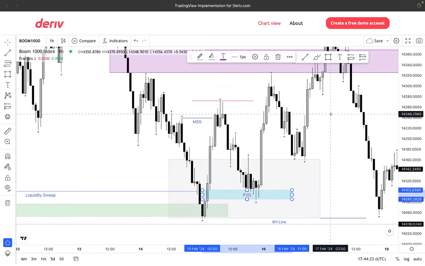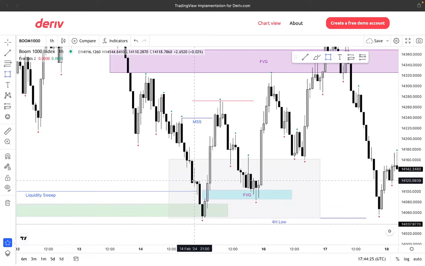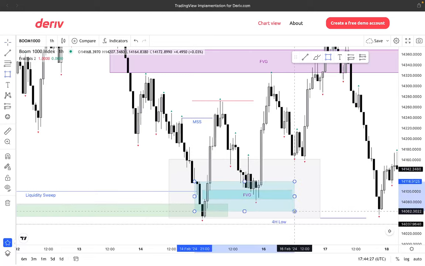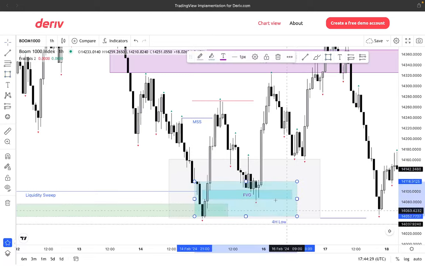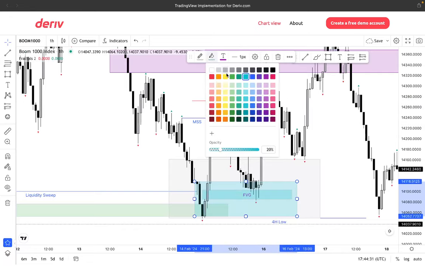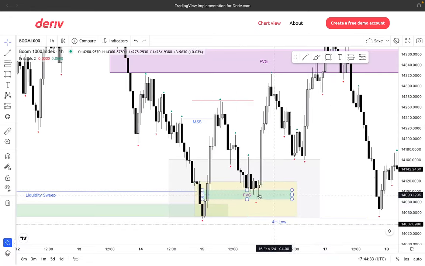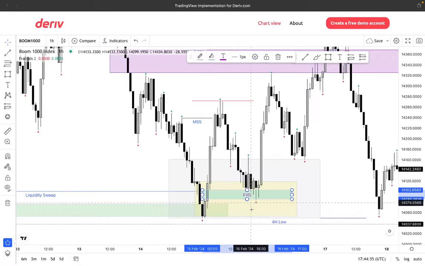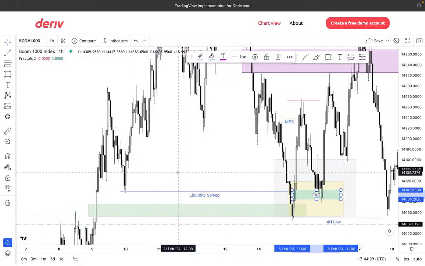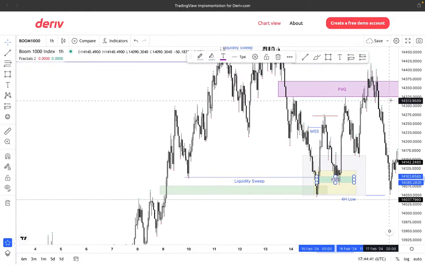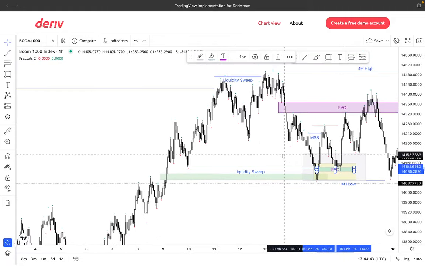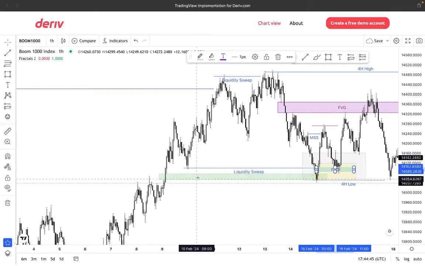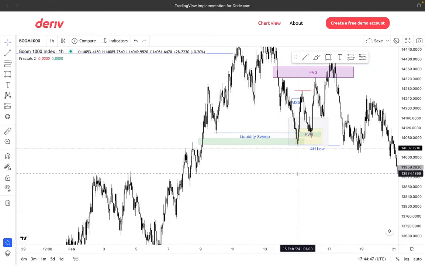Fair value gap. Guess what? We also have a fair value gap inside an order block. So it's a fair value gap inside an order block, in our 50%, in our higher time frame analysis, liquidity sweep, fair value gap at the 50% level.